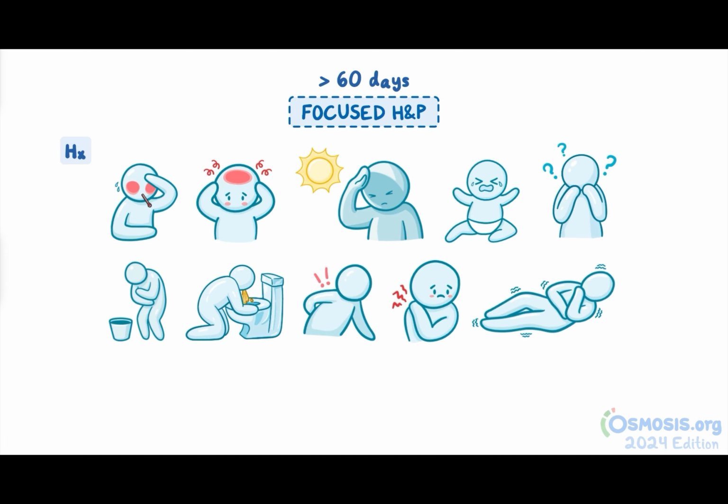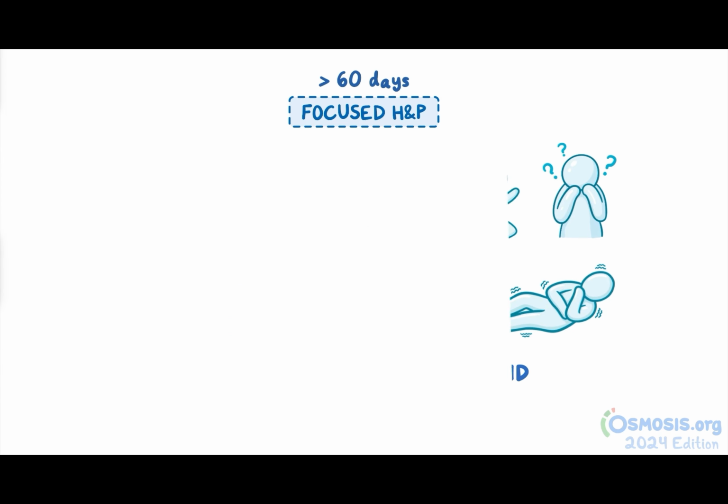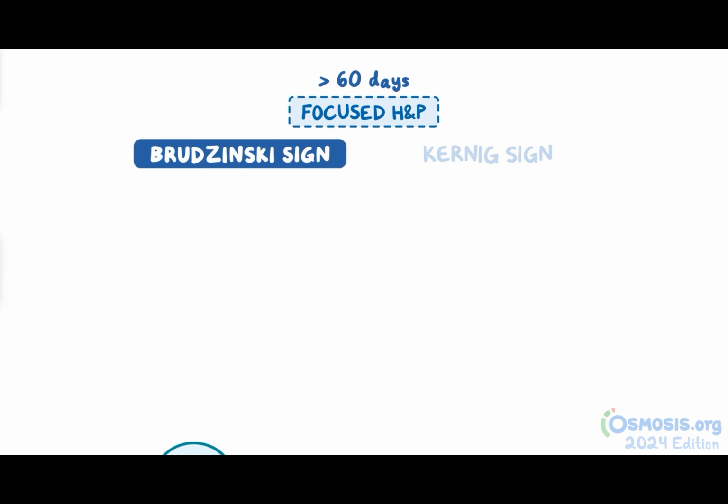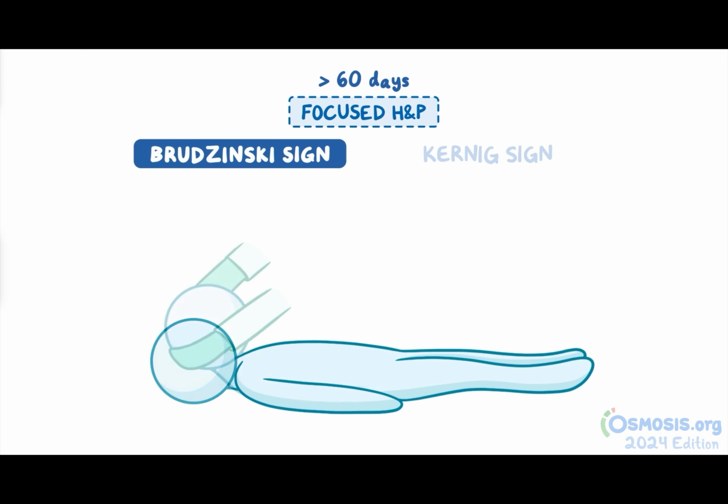Keep in mind that these findings can be progressive over several days or rapid. The physical exam of a child with meningitis is often significant for nuchal rigidity, and sometimes you may check for the Brudzinski sign and Kernig sign. To check for the Brudzinski sign, place your patient on their back and passively flex their neck.